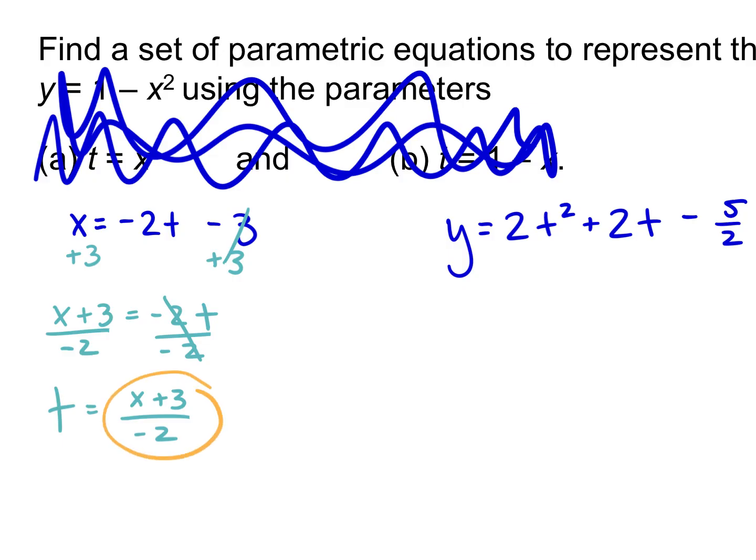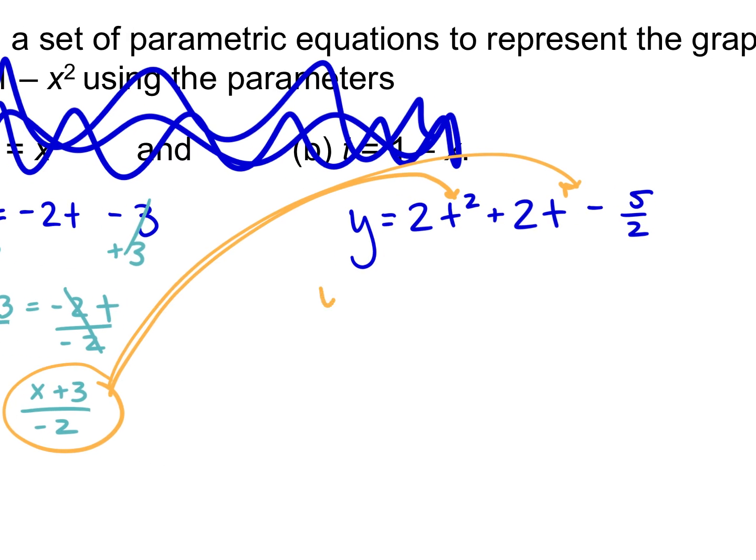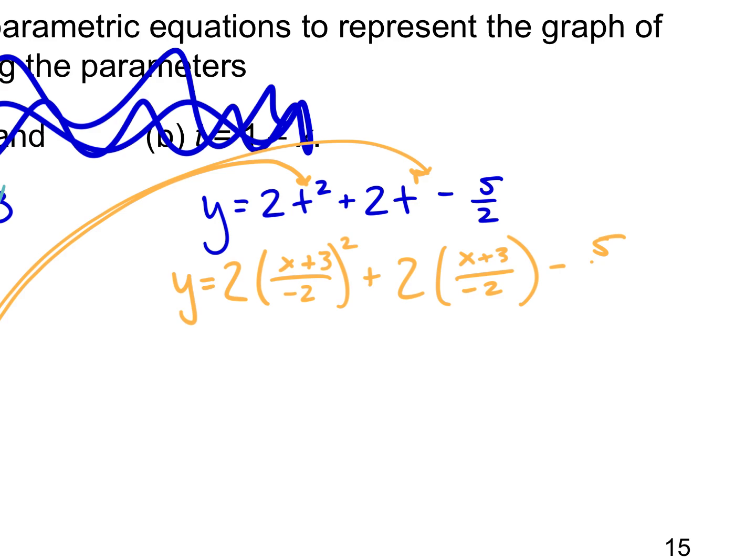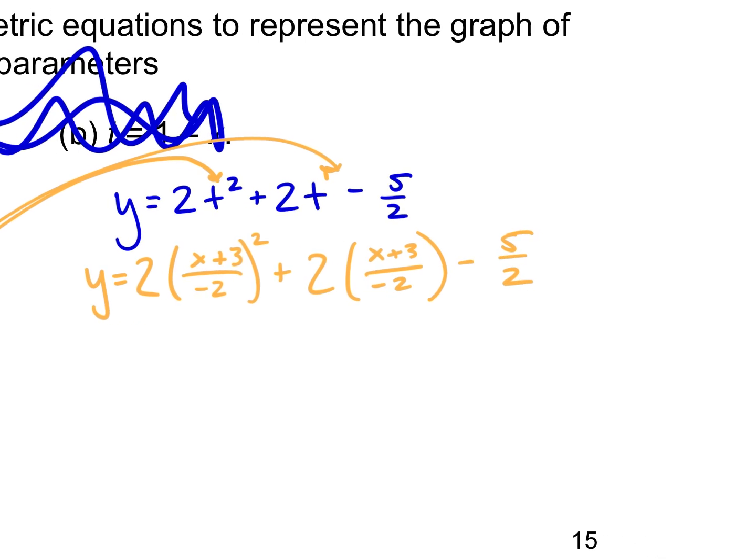I'm going to take this now that I got t all by itself, and I'm going to plug it into the t's in my y equation. So we have two t's there, so we got to plug it into both of them. So we have y equals 2 times x plus 3 over negative 2 squared plus 2 times x plus 3 over negative 2 minus 5 over 2. Now we have some simplifying to do. What should we do first to simplify here? The squared. Let's do this part first.